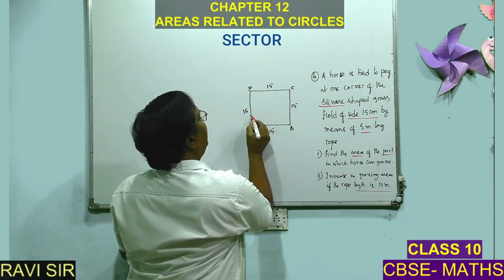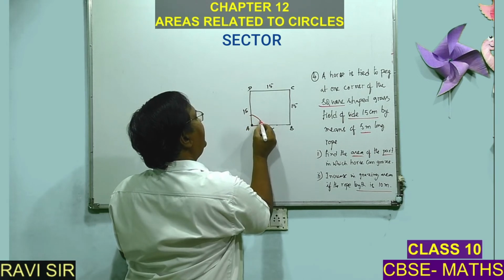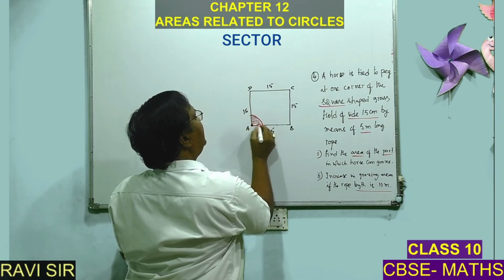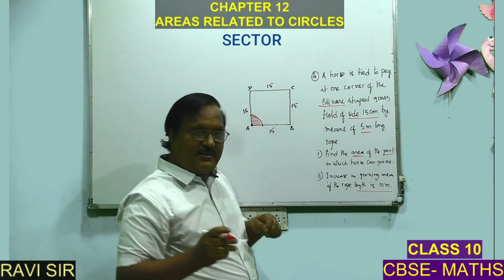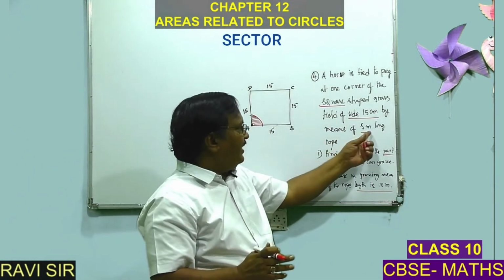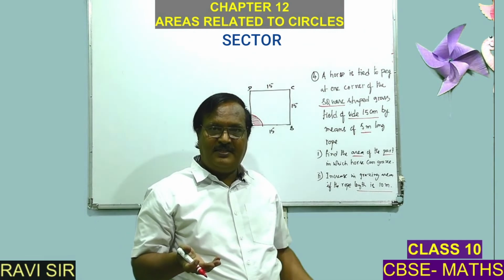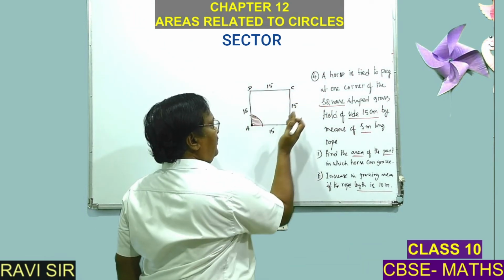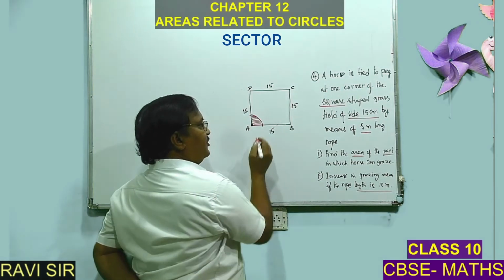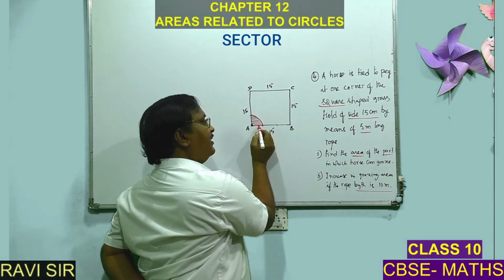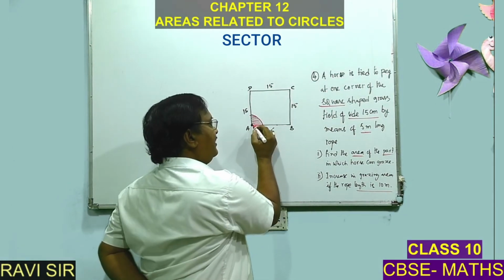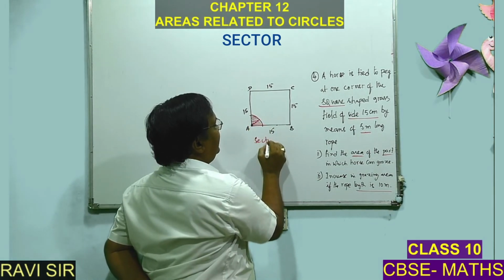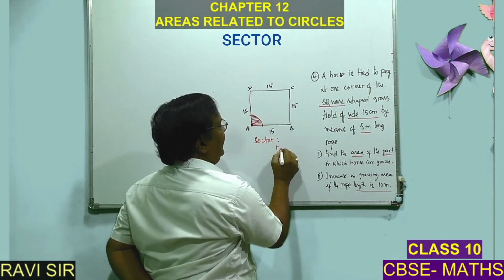So, this horse can graze only in this area. Now what happened? You will get a sector, because it can travel only 5 meters, since the rope is only 5 meters. So much grass is there, but the horse cannot graze beyond 5 meters. So the maximum distance travelled by the horse is only 5 meters, and that maximum distance is nothing but the radius. So, write sector. What is the radius?